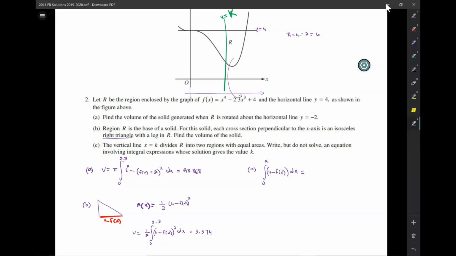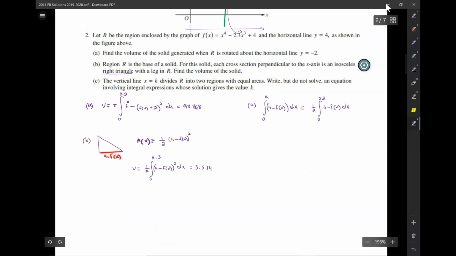Now, there are two things you can do. One is you can say this is half of the area from 0 to 2.3, 4 minus f of x dx. That's all you have to write. Or you can say this equals the integral from k to 2.3. It's the same because you're not evaluating it. It just says to write. So either one will be okay.